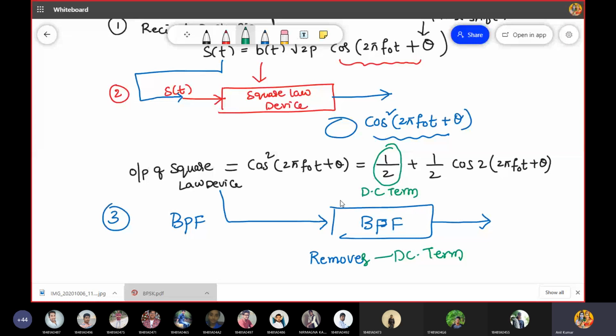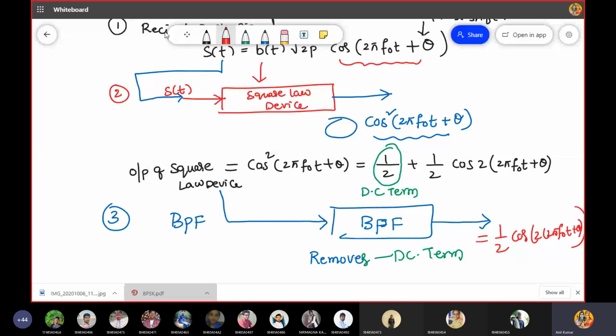The output of the square law device is given as input to the band pass filter. What is the function of the band pass filter? Your band pass filter will remove the DC component, or the DC term, and allows only the cos term. What will be the output of the band pass filter? Please tell me. 1/2 cos 2 pi f naught t plus theta. This 1/2 term, which is nothing but the DC term, will be removed by the band pass filter, and your output is only 1/2 into cos 2 into 2 pi f naught t plus theta.